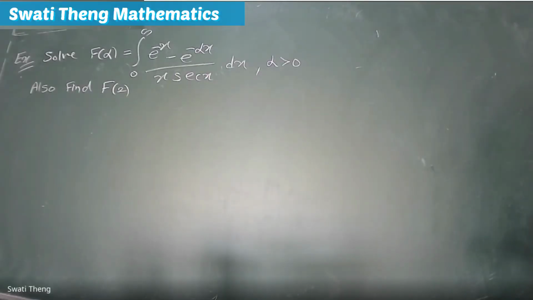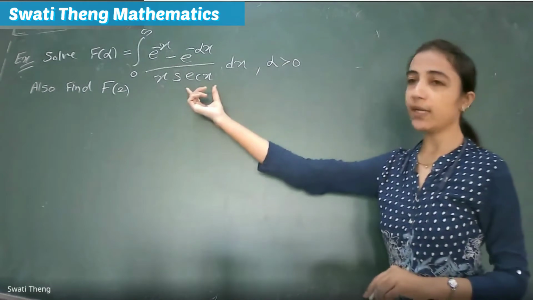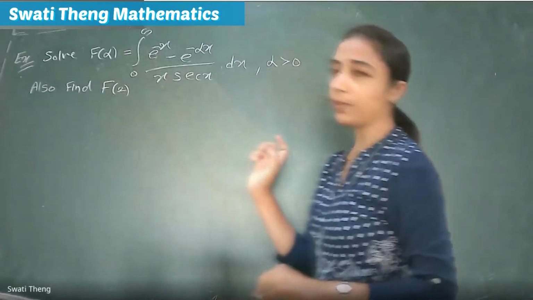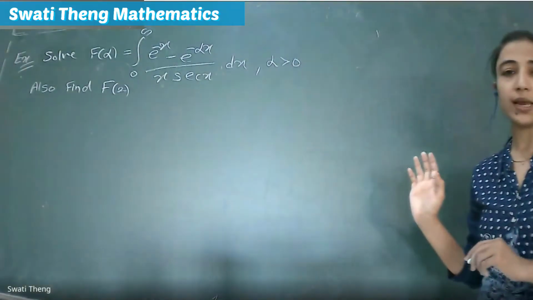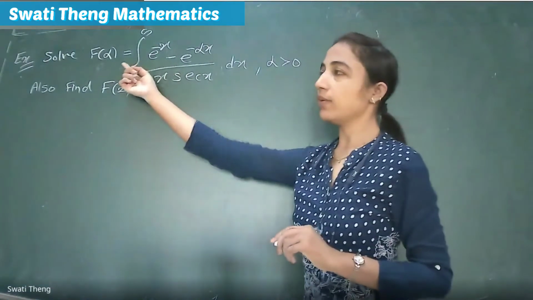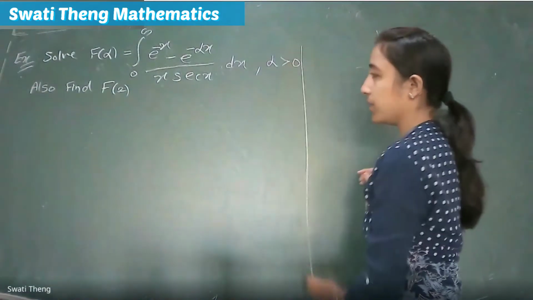Here in this question, it is already given that the integration is a function of alpha. So we just have to solve this integral. That means we have to find the value of f of alpha. And the answer will come in terms of what? Obviously alpha, because it is a function of alpha. So now see how to solve this.